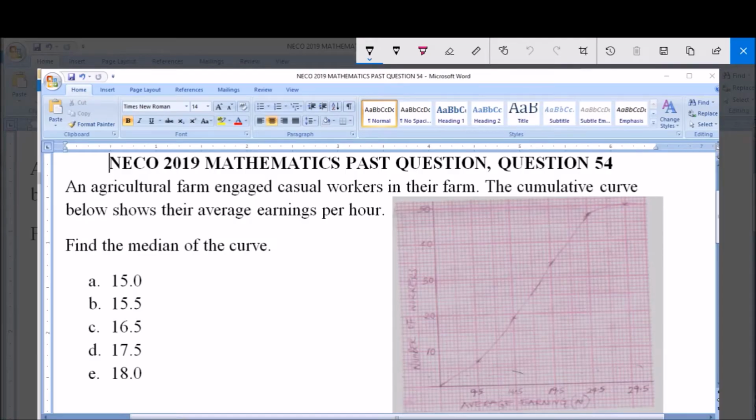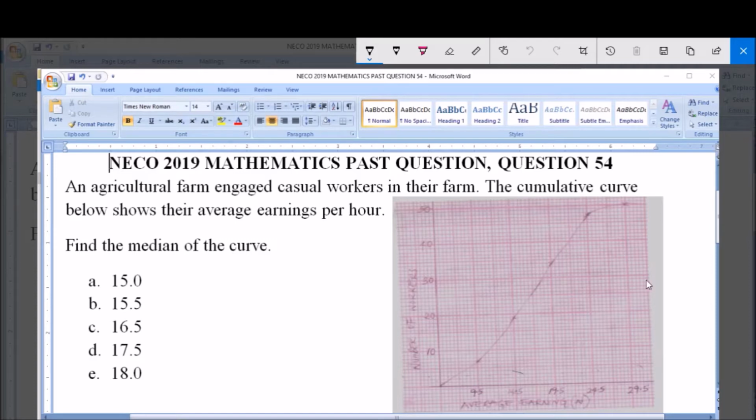Today I'm going to be solving NECO 2019 Mathematics Past Question 54. An agricultural farm engaged casual workers in their farm. The cumulative curve below shows their average earning per hour. Find the median of the curve. A 15.0, B 15.5, C 16.5, D 17.5 and E 18.0.